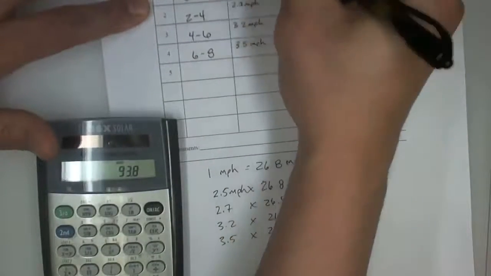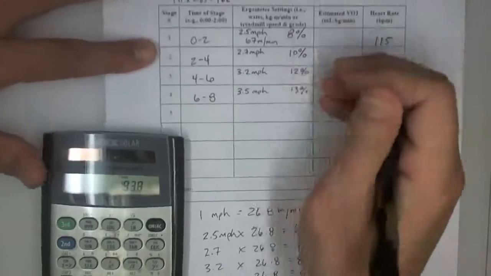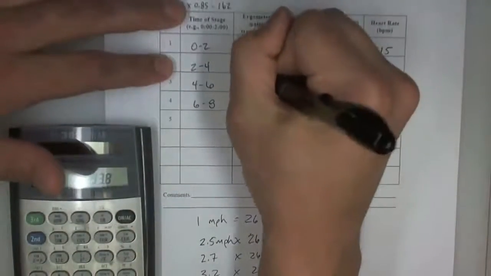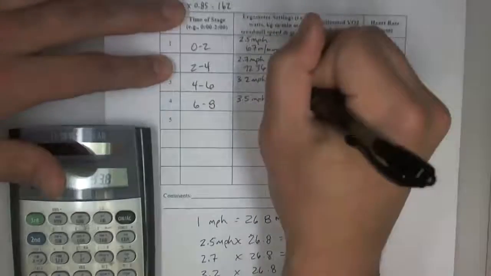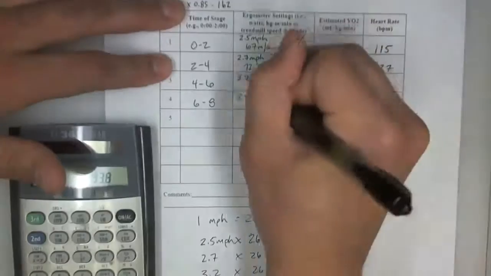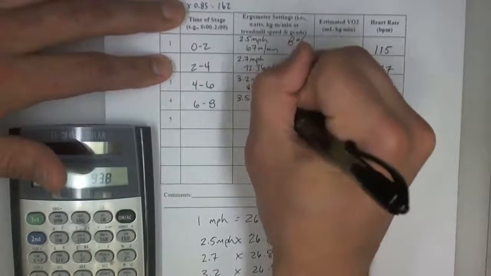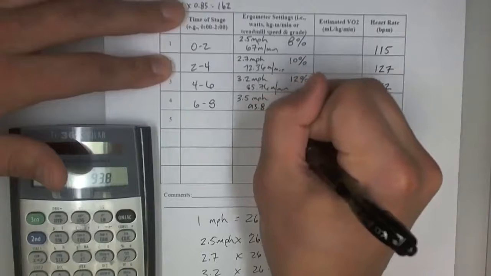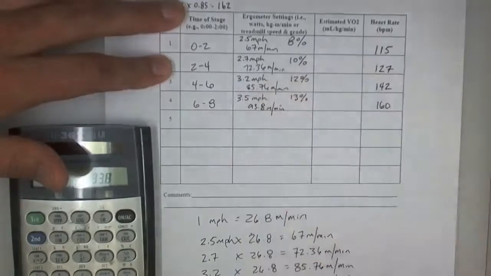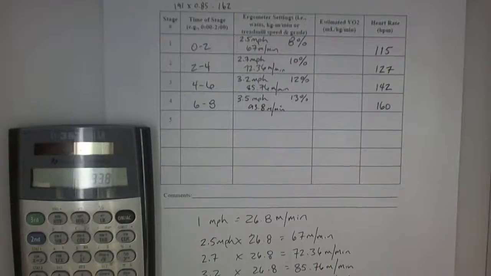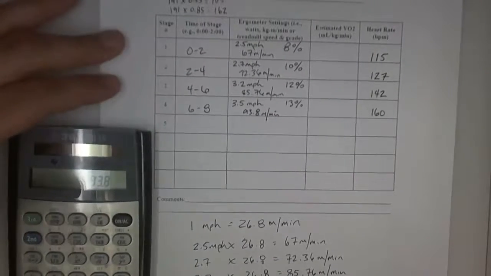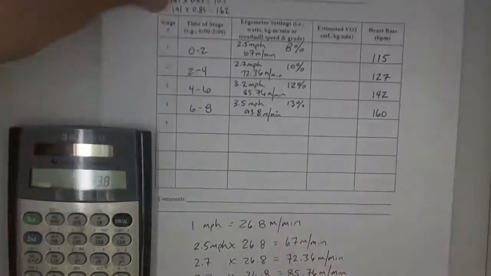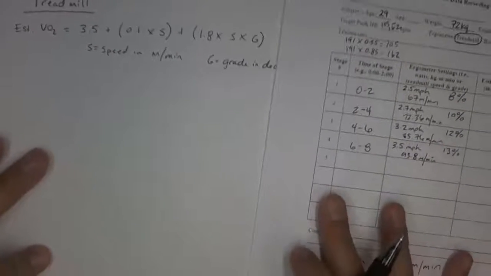So 67, 72.36, 85.76, and then 93.8. Okay, so now we have the numbers that we need to plug into our equation to get our estimated oxygen consumption. So let's go ahead and work through those quickly.